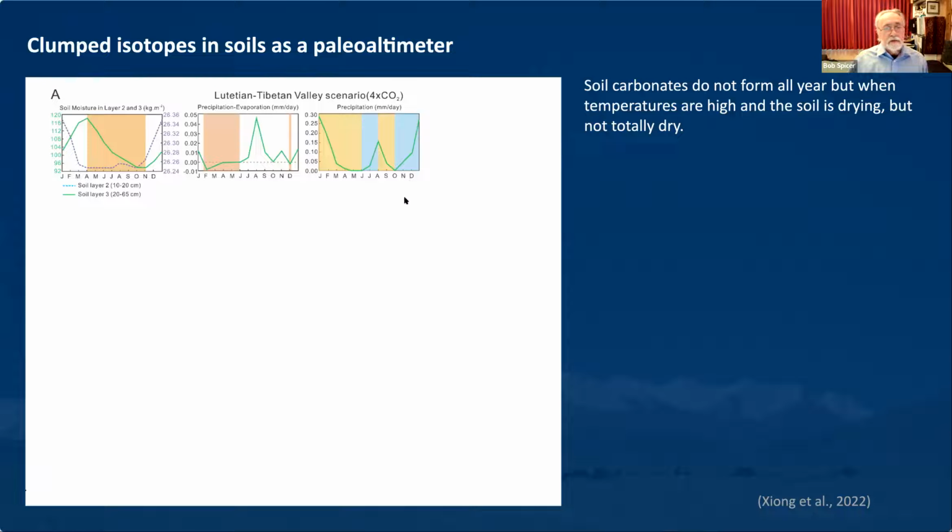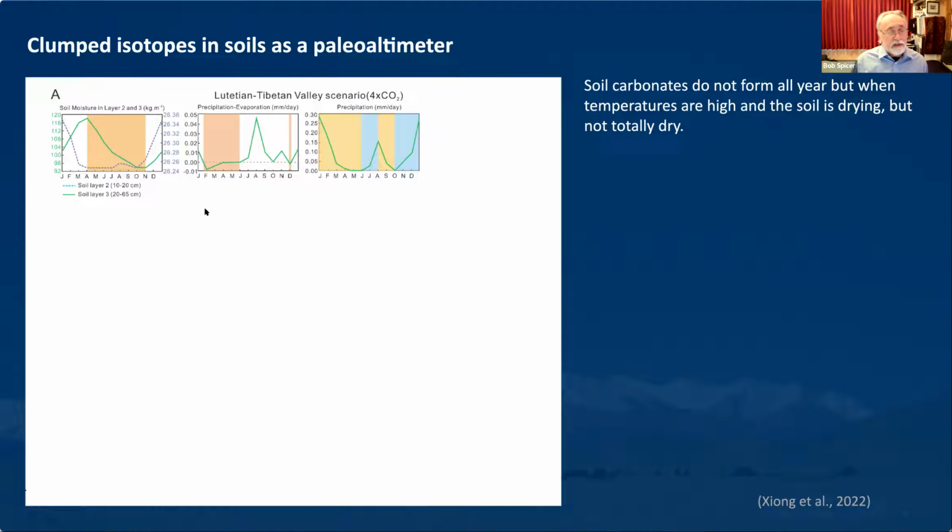The clumped isotopes that we can use from the Lumpula have to be interpreted with great care. Soil carbonates do not form all year, but only when the temperatures are relatively warm and the soil is drying, but not totally dry. This is because we have to have liquid in order to precipitate the carbonate from. Normally, it's assumed that soil carbonates represent summer temperatures, but if the summer is not particularly wet, or rather it is wet but not drying, or it is totally dry, you're not going to get soil carbonates forming in the summer.